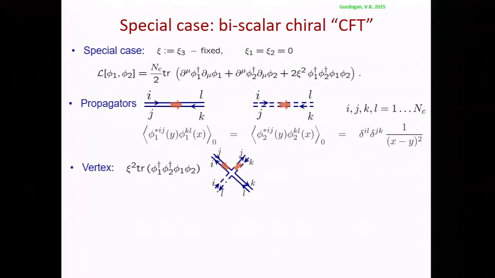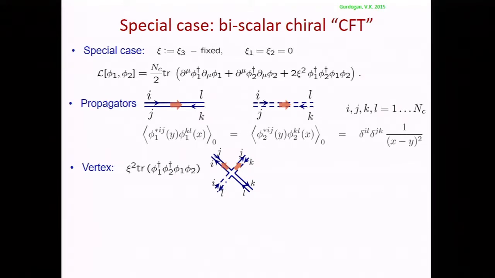Now the only vertex looks as follows, and we have to watch the directions of propagators. Of course, we have to draw here the arrows, these red arrows, which go from phi to phi dagger fields, so that there is a certain chirality in the sense of Feynman graph. So there is a 2-dimensional structure in the form of Feynman graph.